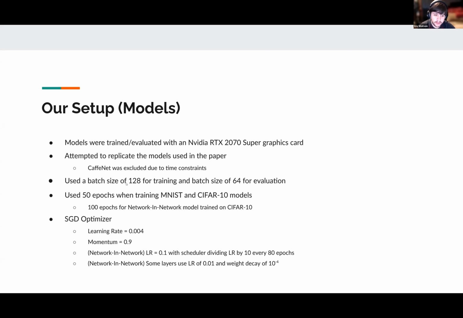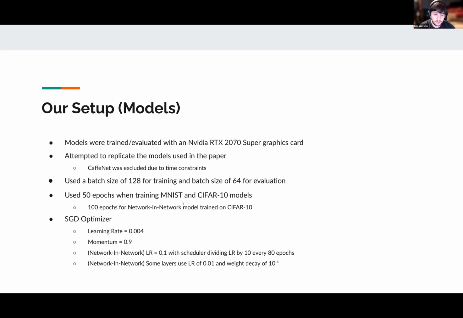So for training, we use a batch size of 128, but for evaluation, we use 64 because I ran into a memory bottleneck with the GoogleNet model when processing FGSM perturbations. So we chose 64 for all of them just to make the comparison fair for the inference time.